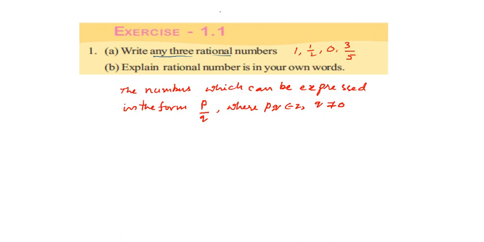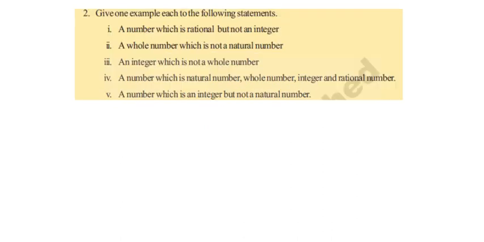Now we move to the second slide. Second question. Here you may observe the first statement. There are 5 statements in the second question. Give one example for each. That means you may write one example for each statement. First one, you may look there: a number which is rational but not an integer.